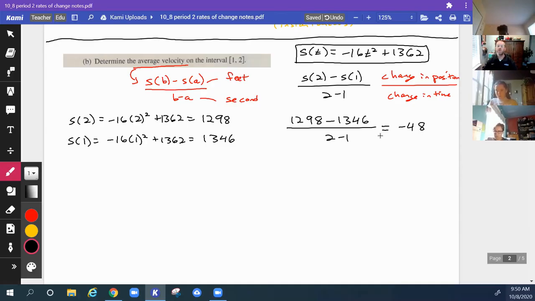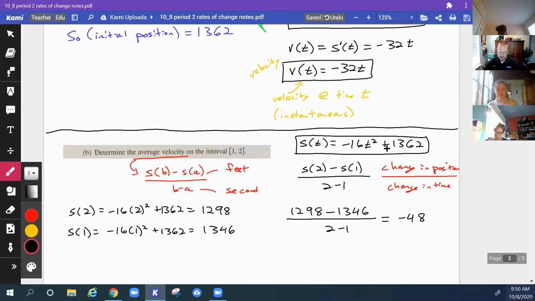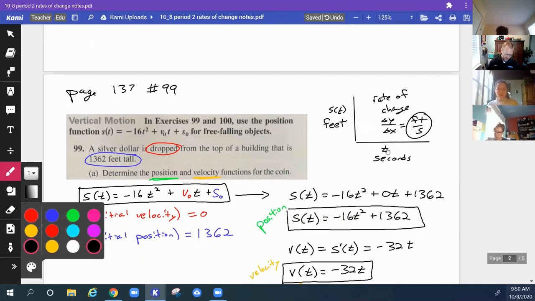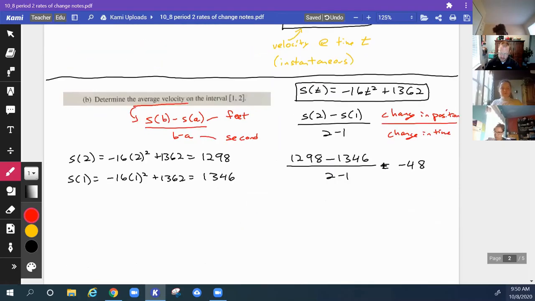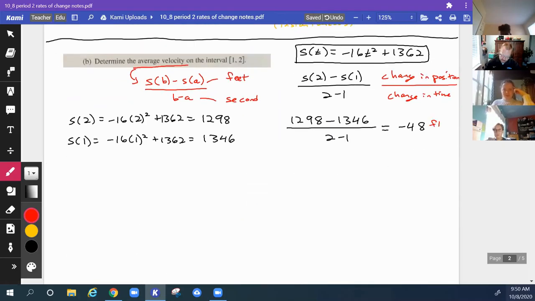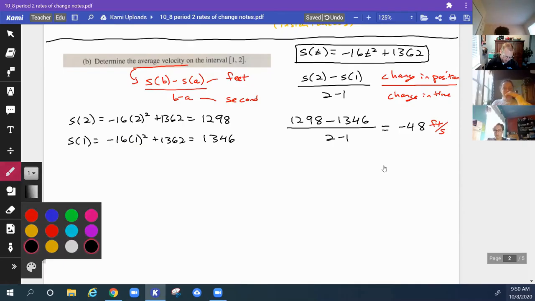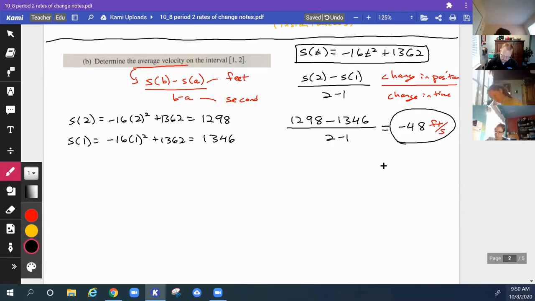Remember, you need to know units in these situations. According to the graph, change in position was in feet and change in time was in seconds, so it gives me feet per second. That is what I get right here, in feet per second. All right, so that is letter B.